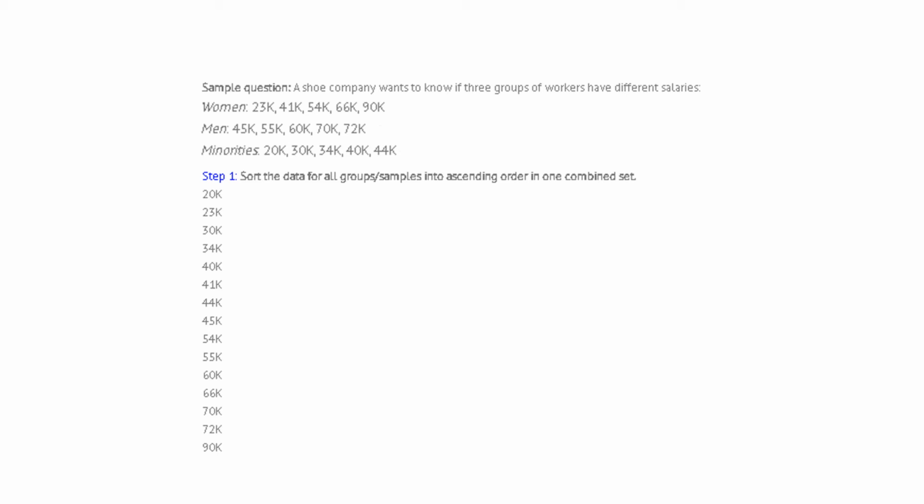First step of the Kruskal Wallis test, we have to sort the data of all groups or samples into ascending order in one combined set. The lowest salary is 20,000 and the highest salary is 90,000. So we arrange the salaries in ascending order: 20,000, 23, 30, 34, 40, 41, 44, 45, 54, 55, 60, 66, 70, 72 and 90,000.